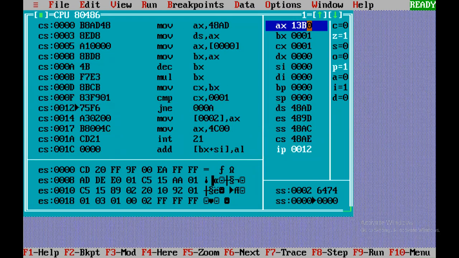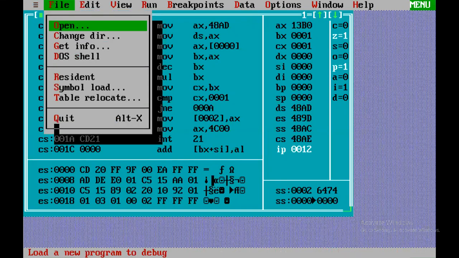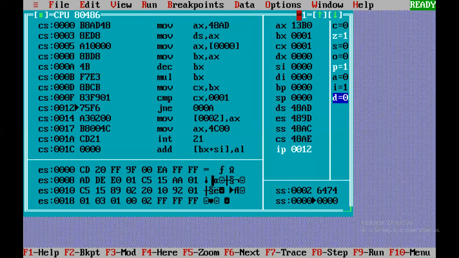What is the value of AX register? 13B0. So this is the hexadecimal value 13B0. So in the hexadecimal value, the factorial of 7 is 13B0. I will show you how it is. So all of you remember this 13B0. So I have to execute here. So this is the output of this program. Just take a screenshot and I will send you.